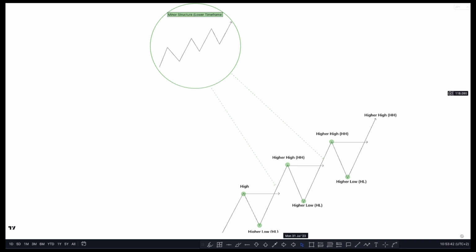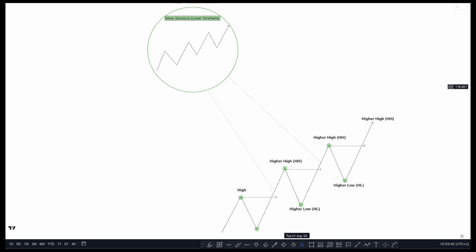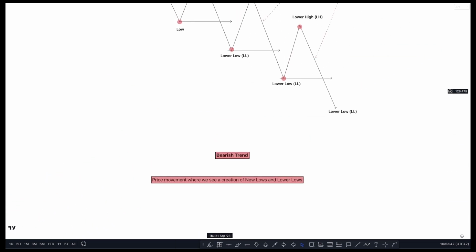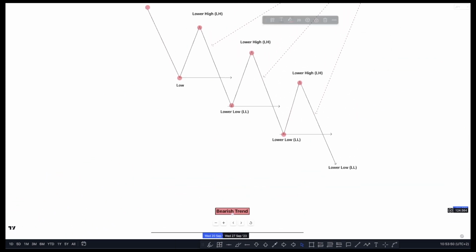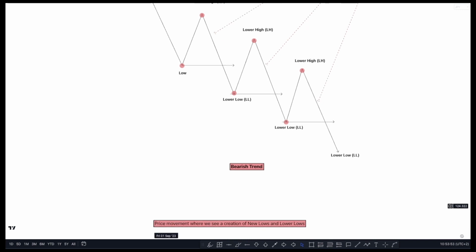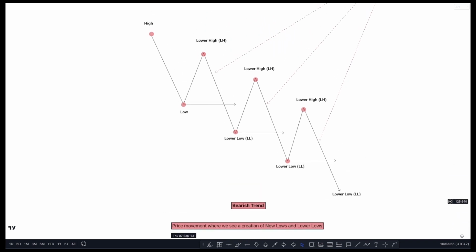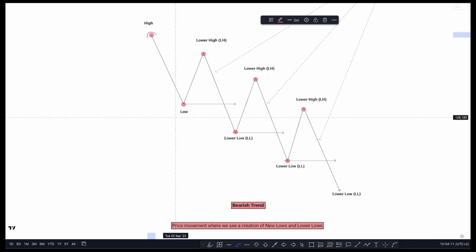And as I said, there are two types of trends, and if you know already, you will know that the next one is a bearish trend, right? And a bearish trend is a price movement where we see a creation of new lows and lower lows, right? And as I did say, the trend will always begin with two movements, right? And at this point, we'd be seeing the high and the low right here. And if price breaks above this, then we would have been having a bullish trend.